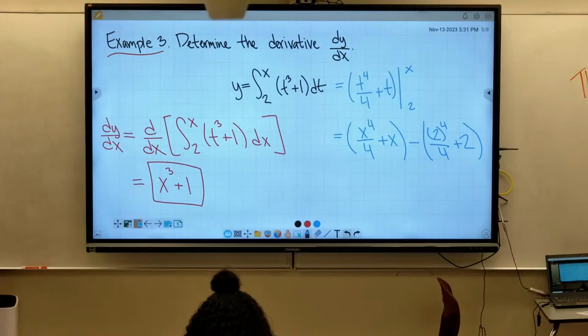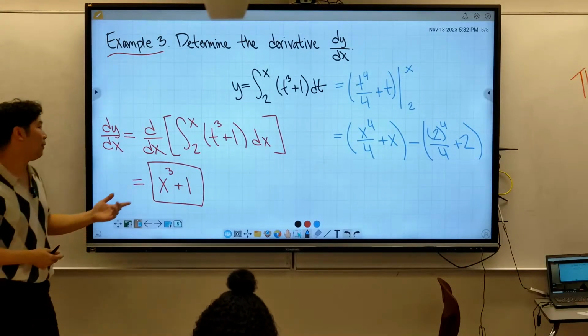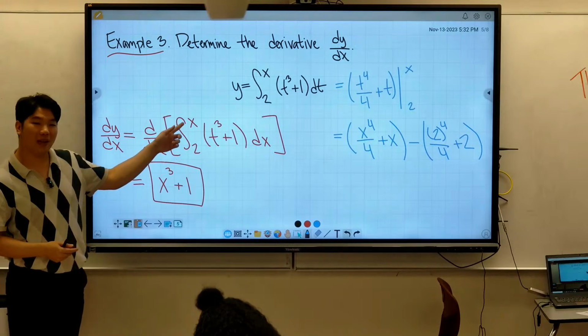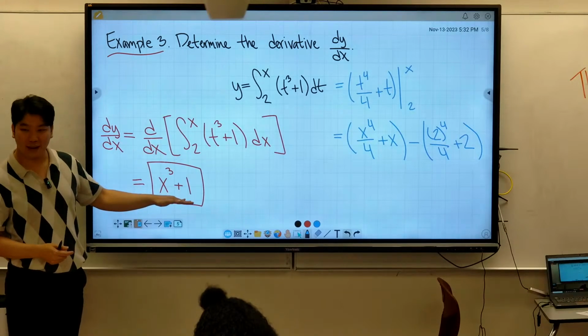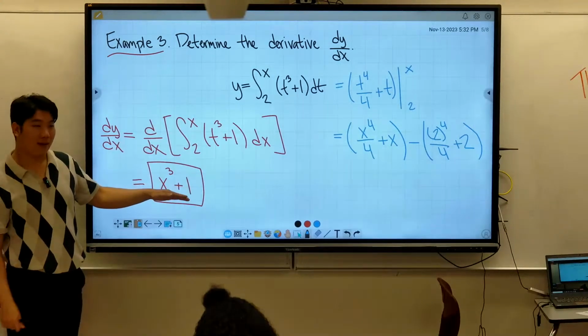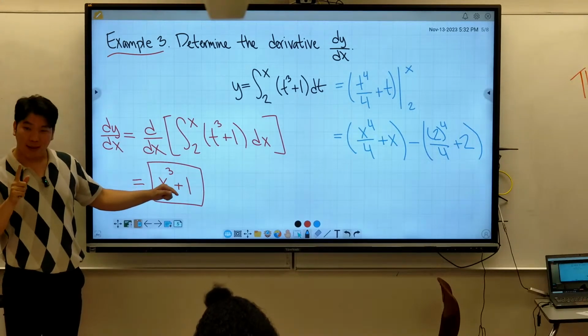So for this example 3, it may look deceiving, like you should be doing more work, but the fundamental theorem of calculus is telling me that if I have a constant to x, it looks like I'm just plugging in x for t. Exactly. We'll get to that in a second.